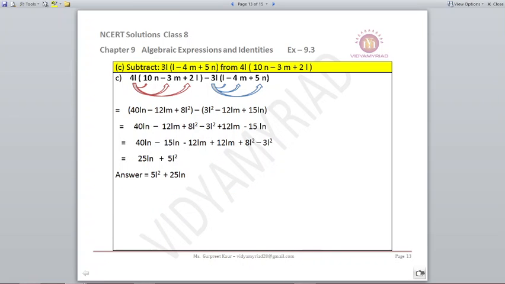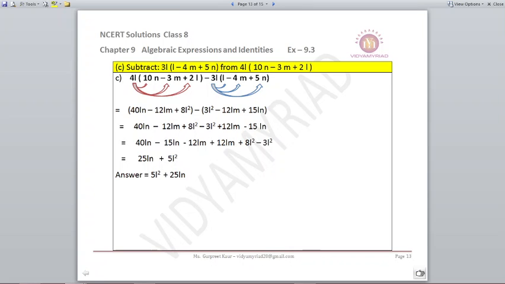Next is subtract 3l into l minus 4m plus 5n from 4l into 10n minus 3m plus 2l. Now from means I need to keep that number as a first term and first term will become second term by putting minus sign in between. Now the rule is to open the bracket. Write your terms in the bracket itself by keeping the minus sign in the center.